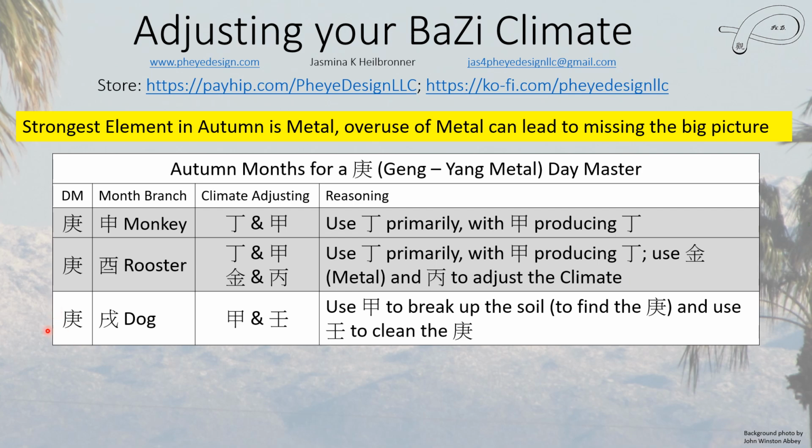For the gung metal, born in the month of the dog, it's a bit different. You need the jaw wood to break up the soil so that you can find the metal, and you also need water, and this is usually a significant body of water, not rainfall, to clean the metal so that you are able to work with it, so that you don't have just a bunch of dirt. And that does represent something, and you'll see in a second.